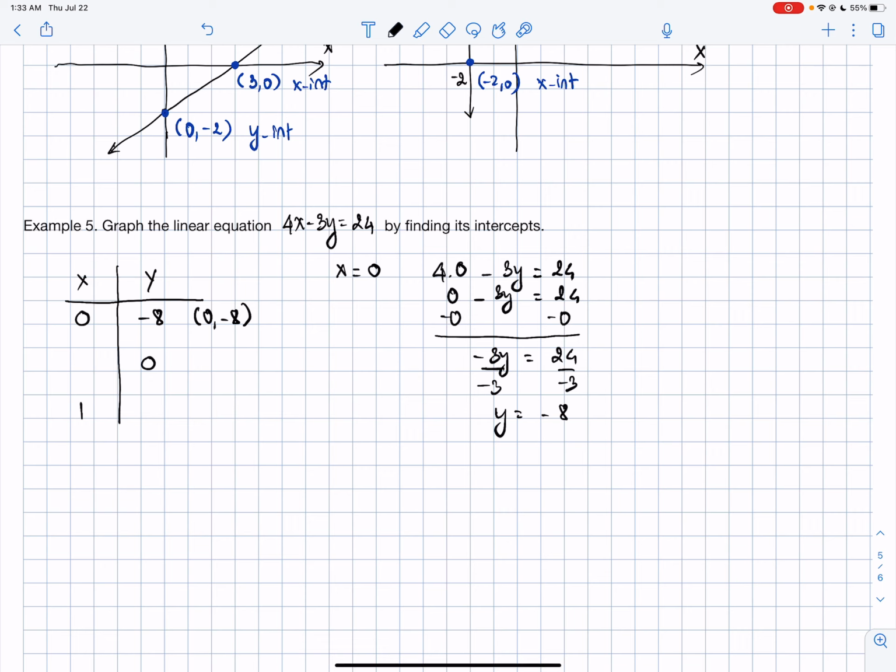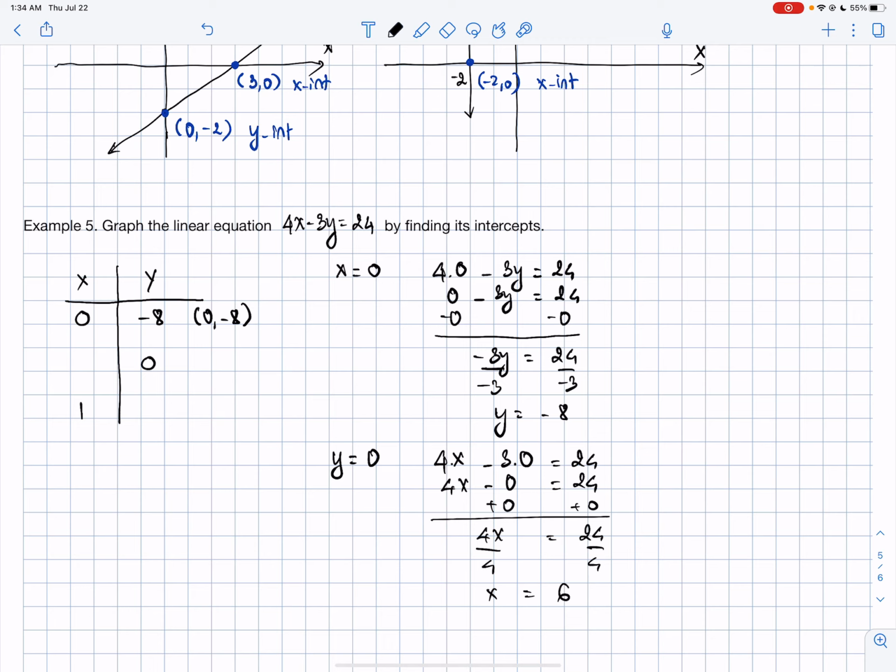Then the second part is y equals 0. So we have 4 times x minus 3 times 0 equals 24. So 4x minus 0 equals 24. We add 0 to both sides. So 4x equals 24 and divide by 4. Then x equals 6. Then we got the point 6, 0.